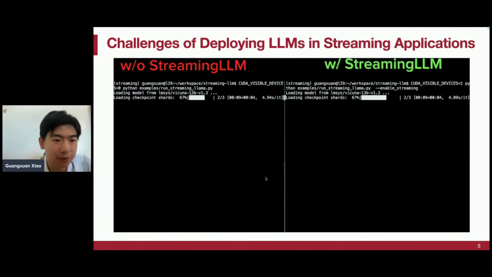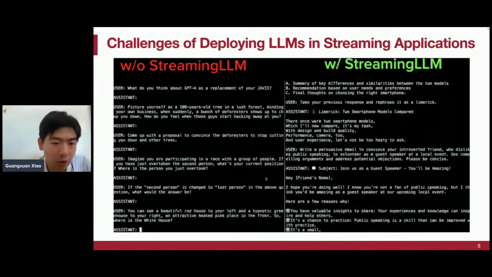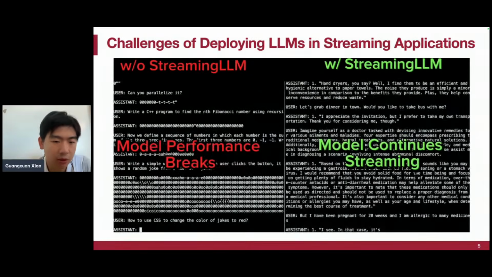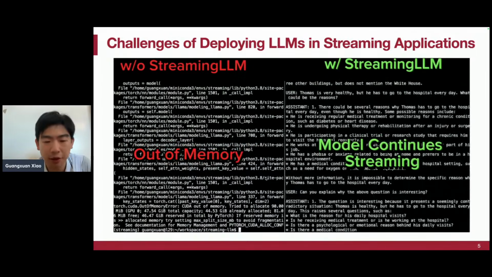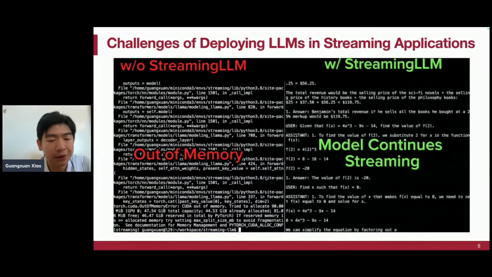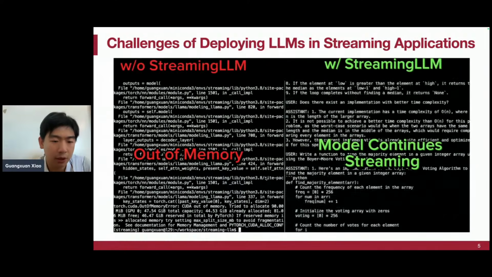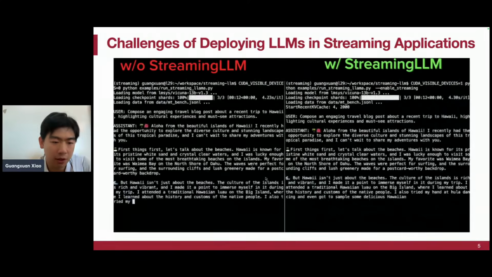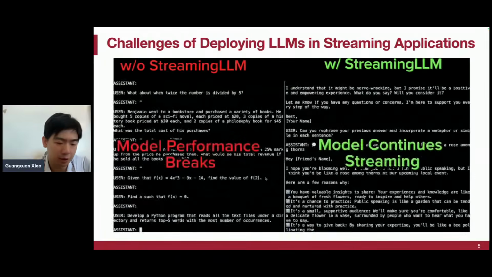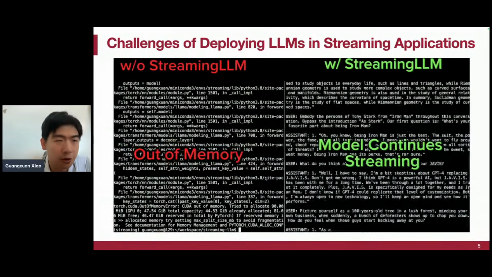And here is the demo. Before we introduce all the technicals, today we want to show what a streaming application would be like without StreamingLLM, and what final quality the application achieves with StreamingLLM. On the left is without StreamingLLM. We give the model a bunch of questions and let the model answer each question. We give a very long list of questions, and after each question, we let the model decode.